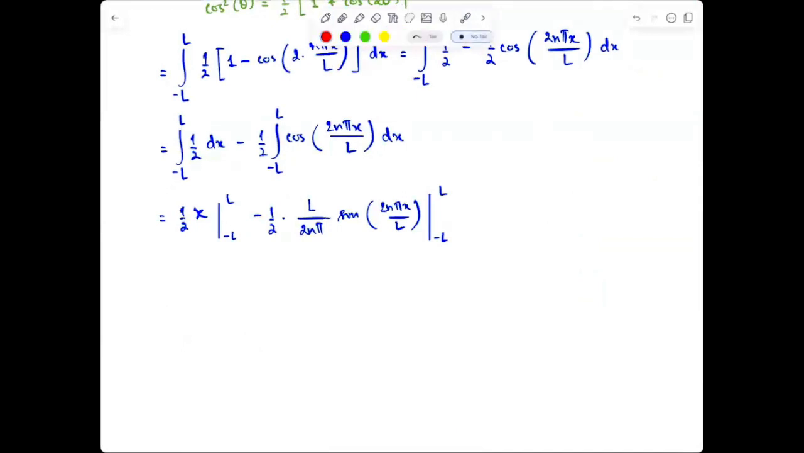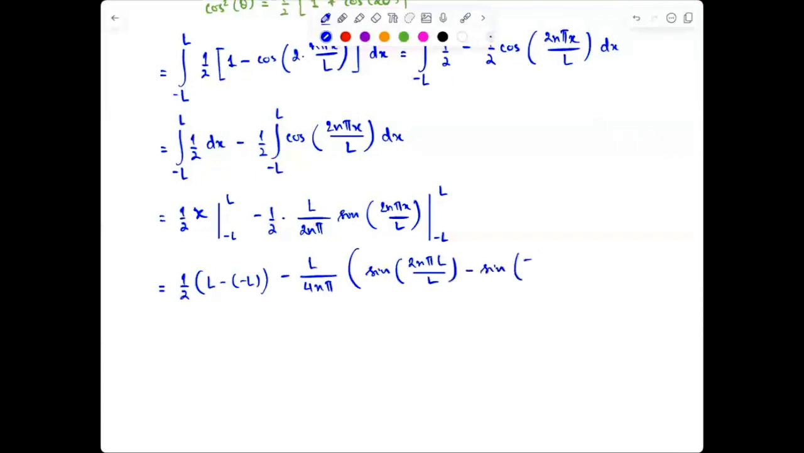All right. So the first term you get is 1/2 times L minus negative L, minus L over 4n pi. So I combine these two fractions together, top multiply with top, bottom multiply with bottom. And then I evaluate sine at L and negative L, and I get sine of 2n pi L over L minus sine of negative 2n pi L over L. So let me switch to brackets here.